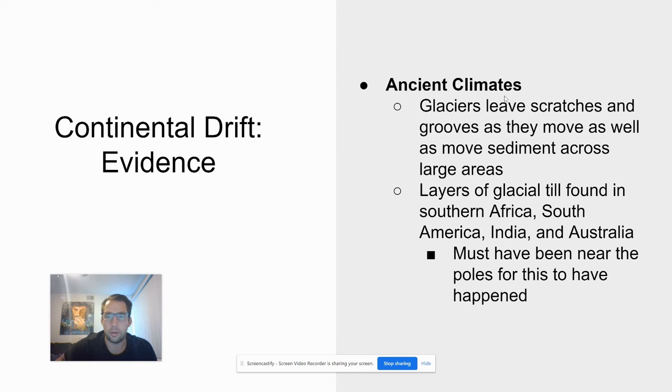The other part is ancient climates. Glaciers, as they move across the Earth, create scratches and grooves, and they move sediment across large areas. We find glacial till, the scratches and grooves in the sediment, in places like Southern Africa, South America, India, and Australia, places that would have no reason to have glaciers unless at some point they were closer to the North or South Pole.